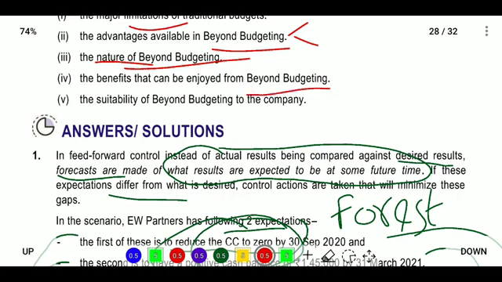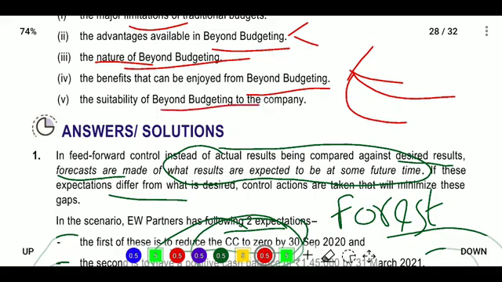And the benefits that can be enjoyed from beyond budgeting. What are the benefits we have? It will help with work coordination, it will reduce the target cost, and it will motivate employees. We will explain all of this, and it will eliminate the behavioral aspects. So we will explain all these points in that meeting. Then our shareholders will accept the move from traditional budgeting to beyond budgeting.